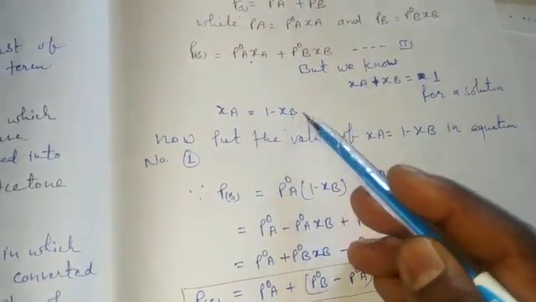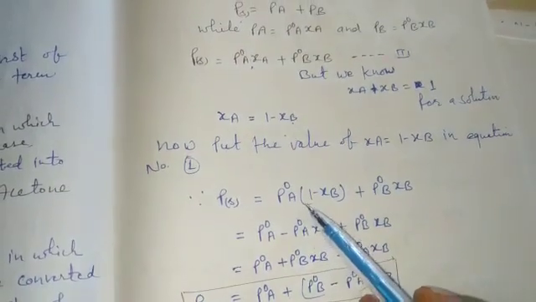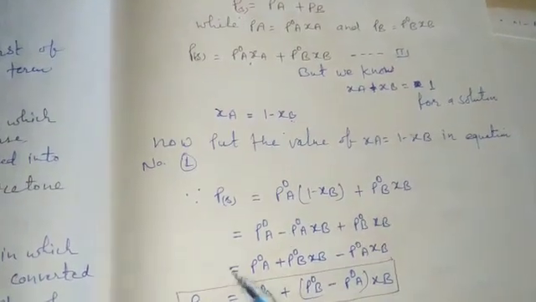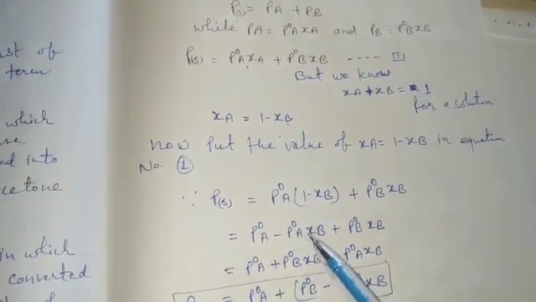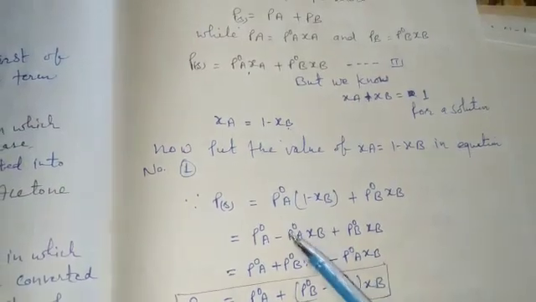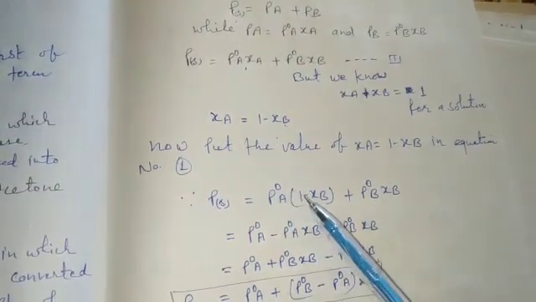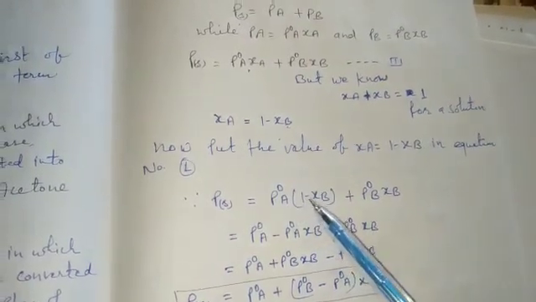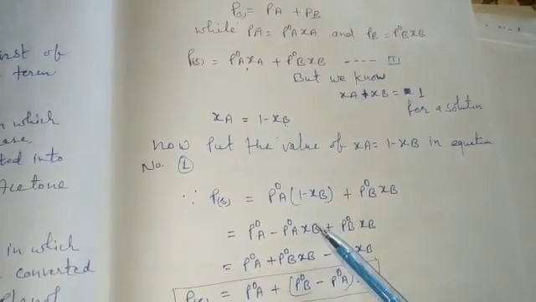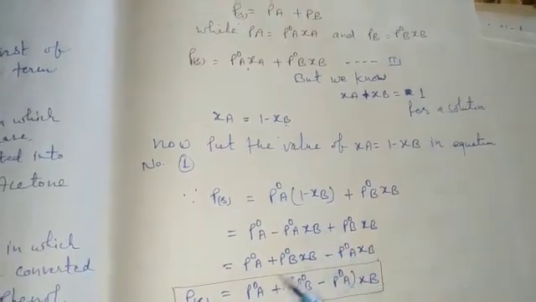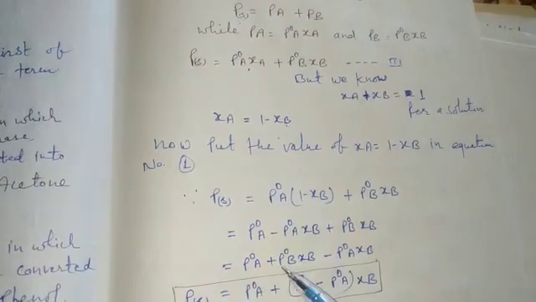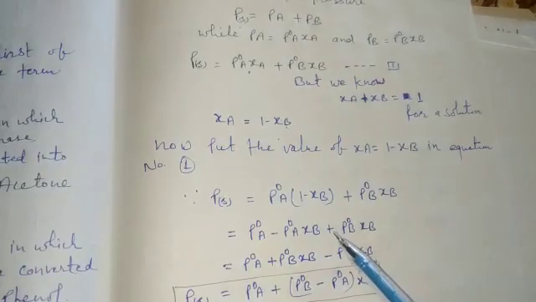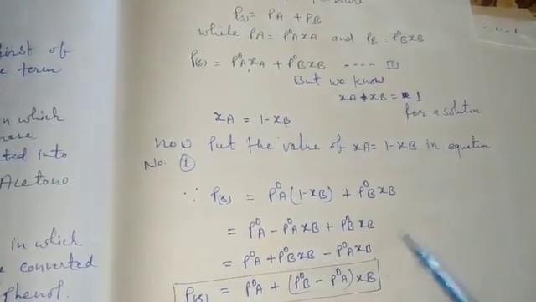So by putting the value in place of Xa, we get P naught A (1 minus Xb) plus P naught B Xb. Here it is P naught A minus P naught A Xb plus P naught B Xb. How? By multiplying P naught A into the bracket: 1 multiplied by P naught A is P naught A, minus P naught A Xb. We are changing the same terms to a plus sign; same side, negative side are different side.